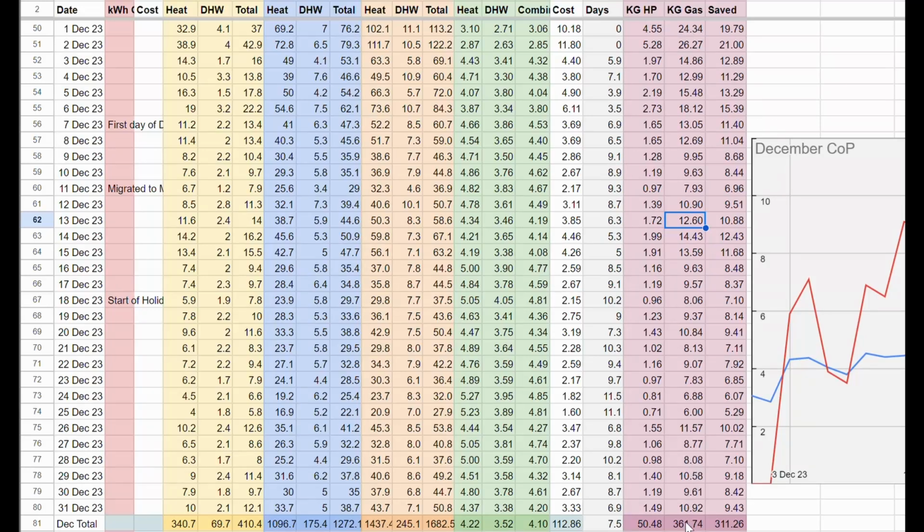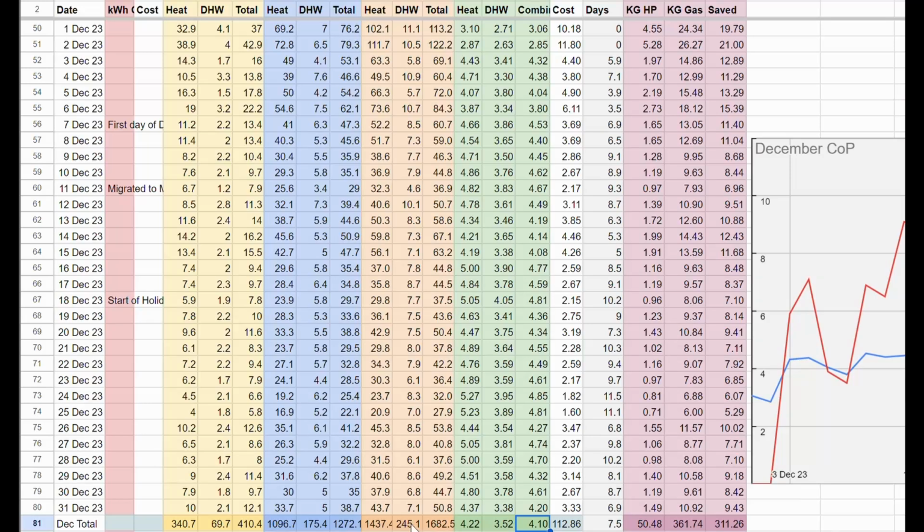But I've already got sick of the complaints in the comments of people telling me it's not a level playing field in my comparisons. So anyway, this is how I got to the figure of saving 311 kilograms of CO2 in just one month of December. It was a mild month. You can see that my average coefficient of performance was 4.1. In my last video, it was 4.3 something.